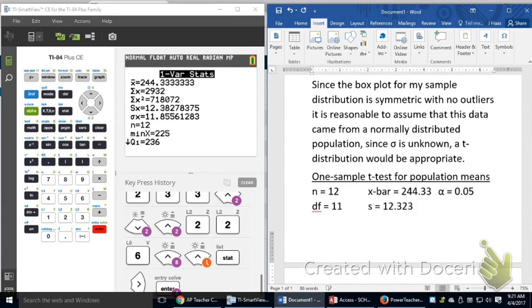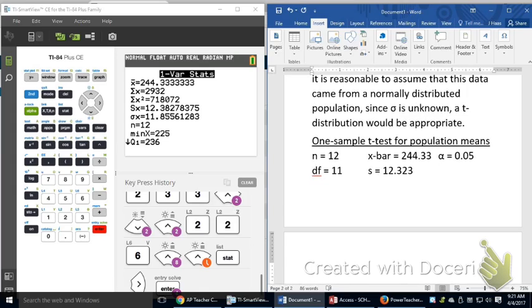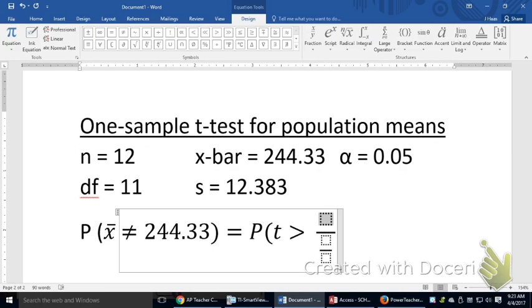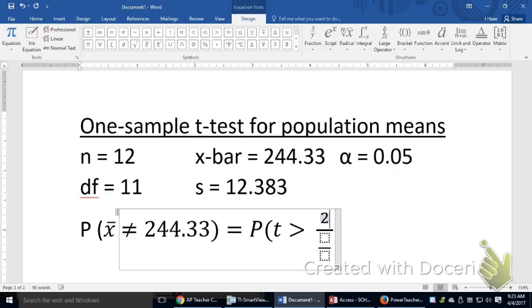And now once you've defined your alpha, it's time to go ahead and start looking for a sample statistic, your p-value. Those are all my sample statistics, including my alpha level. Now I can look for a p-value. So I'm looking for the probability that my x bar is not equal to that sample mean of 244.3, or that it's significantly different from that. So to do that, my test statistic in this case is a t, because it's a t-test.